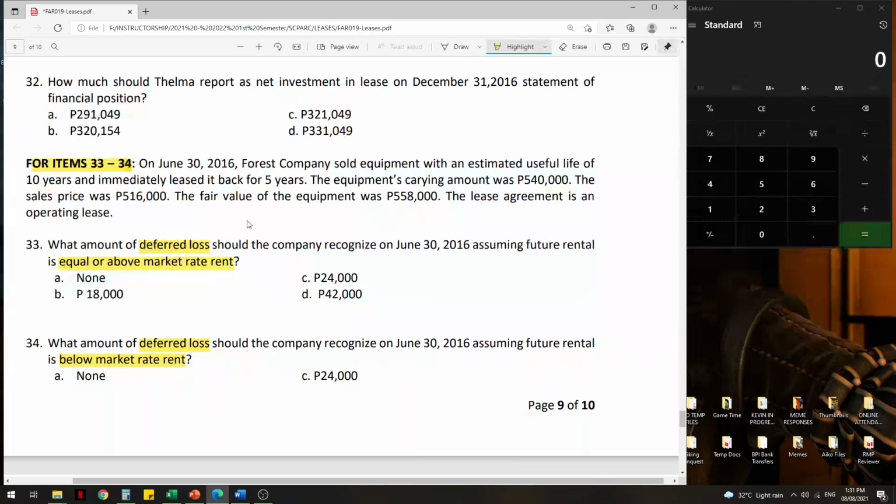Okay, so ang situation po dito is Forest Company sold equipment with an estimated useful life of 10 years. Tapos nag-leaseback siya for 5 years. We are Forest Company. The equipment's carrying amount was 540,000. The sales price was 516,000. And the fair value of the equipment was 558,000. So the fair value is greater than the sales price, while carrying amount was equal to 540,000. Okay, let us look at the rules so we can decide kung ano ba ang ifa-follow natin.